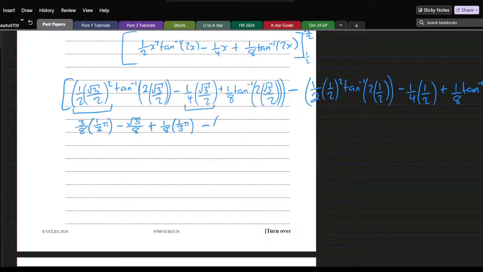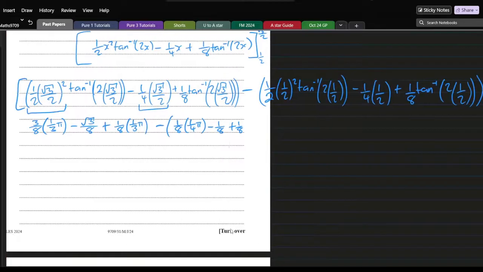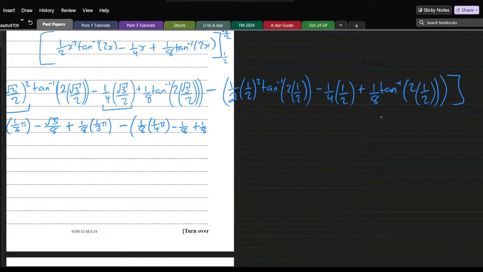And now we go on to our lower limit, so we've got half times half squared, so that's half times a quarter, which is 1 over 8, and that's arctan of 1, which is a quarter pi. And then we've got negative a quarter times half, so that's negative 1 over 8. And finally we've got that 1 over 8 multiplied by arctan of 1. Arctan of 1 is a quarter pi.